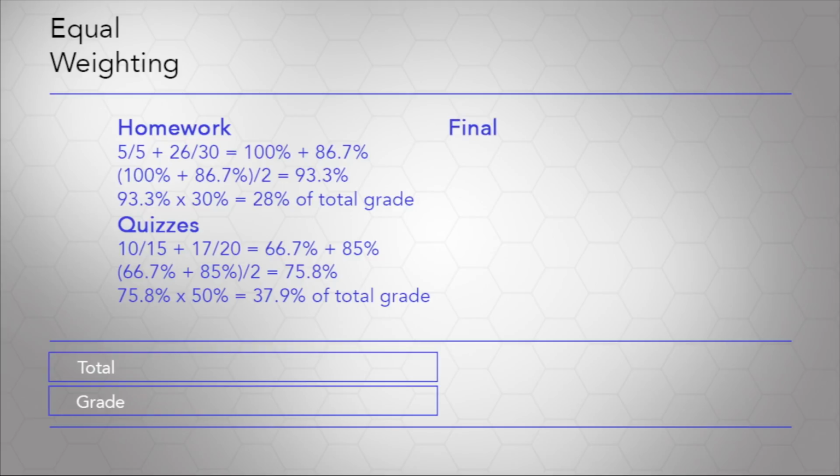And the final is easier because there's just one. Student got 9 out of 10, which is 90%, and we still want to weight the final 20%. Well, 90% times 20% gives us 18%. And if we add all of these categories up, so 28% plus 37.9% plus 18% gives us 83.9%.